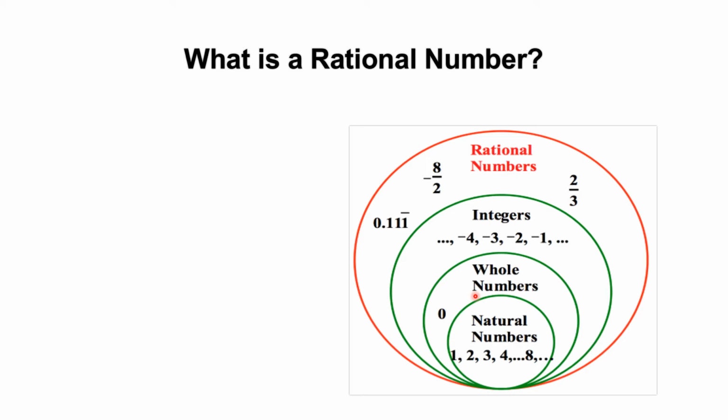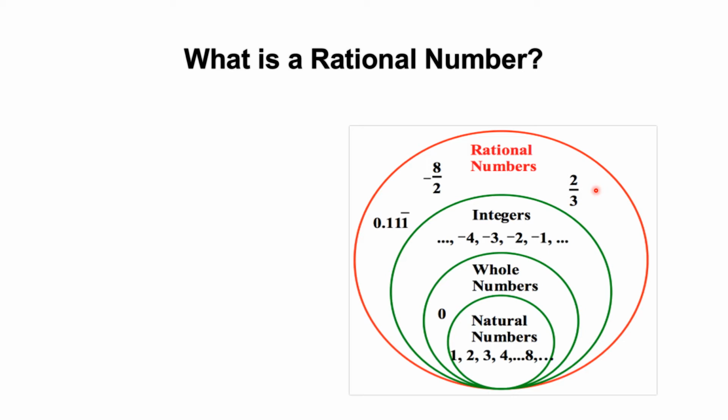Then we have negative numbers. When we include these negative numbers, the set collectively is known as integers. But here one more question is rational numbers. Just see in this diagram, you are seeing numbers like -8 upon 2, 2 upon 3. When numbers are in the form of a fraction, with a numerator as well as a denominator, they are known as rational numbers.